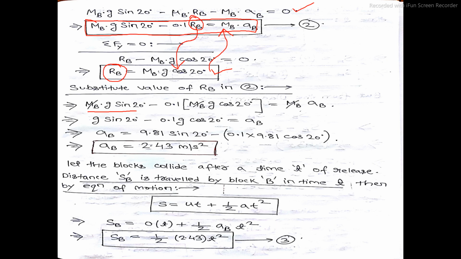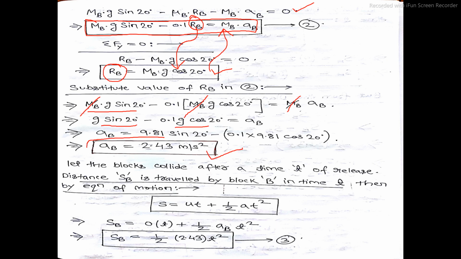Okay. Now MB is cancelled out. This MB, this MB and this MB are cancelled out. Finally, we will be left with G sin 20 minus 0.1 into G cos 20 equal to AB. What is G? G is acceleration due to gravity. Its value is 9.81. Just substitute the value of G and solve this expression. Once we solve this expression, we will get the value AB.